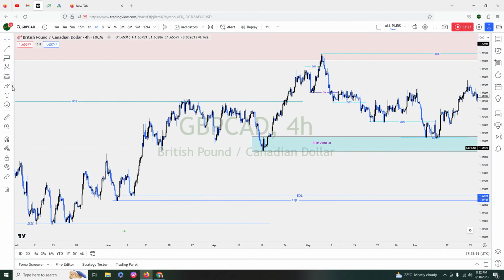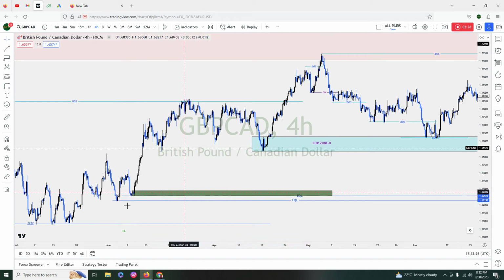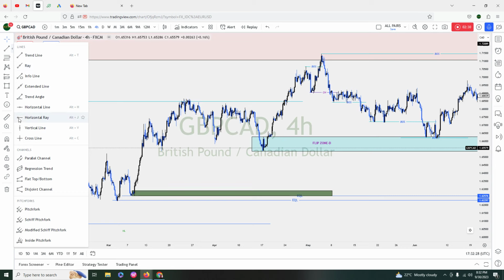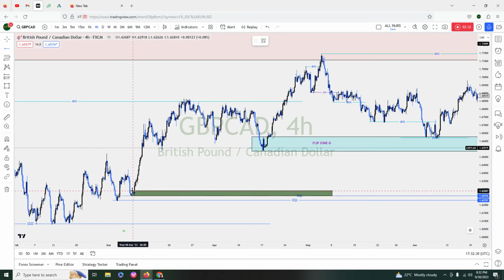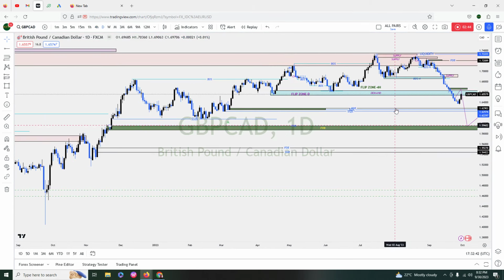In fact, let us even mark a fresh order block. We are seeing a fresh order block down here. Allow me to just mark it and to correctly place the horizontal ray. So these fresh order blocks or the liquidities can be your take profit if you like. So this is the chart for GBP Canadian. We are still active on this trade.